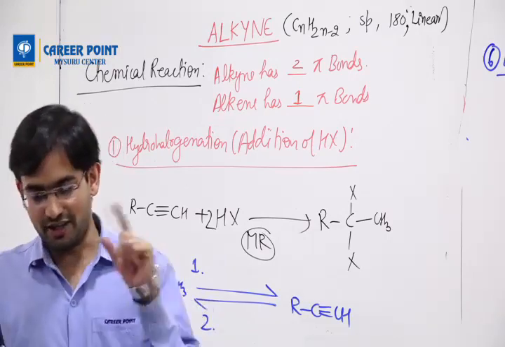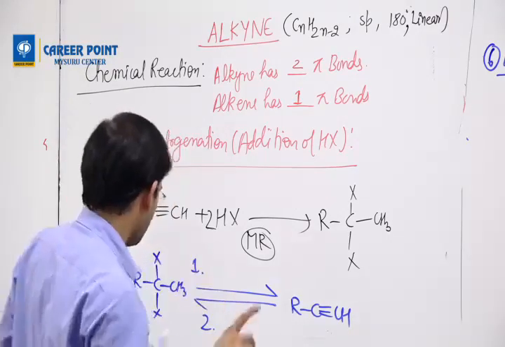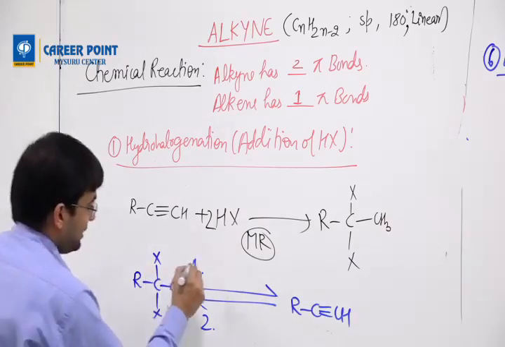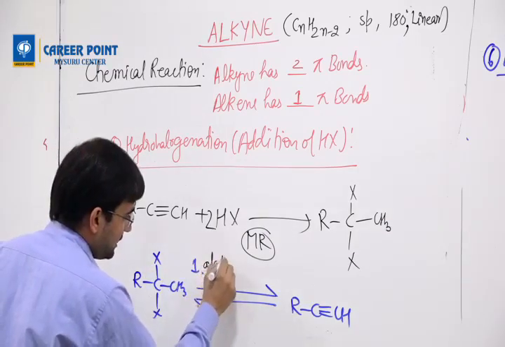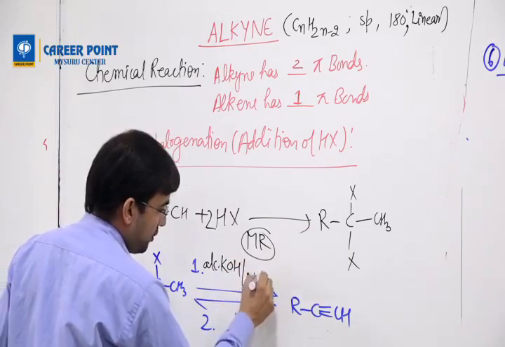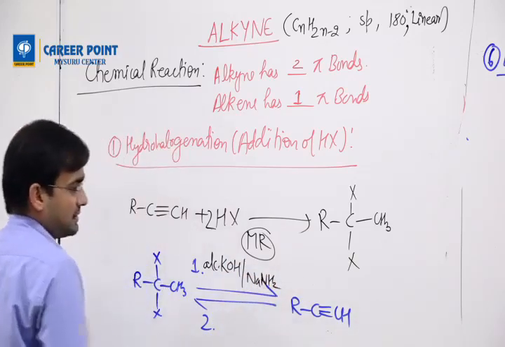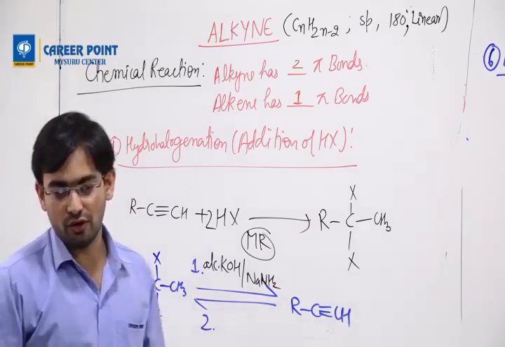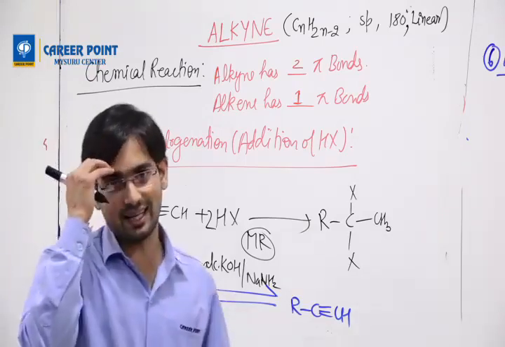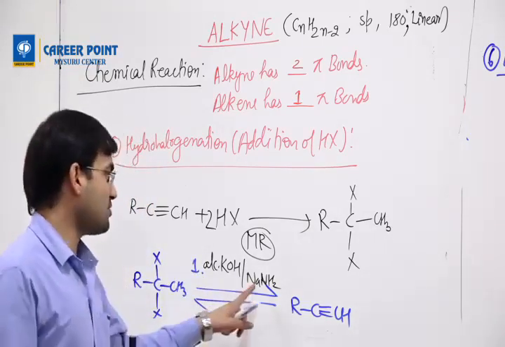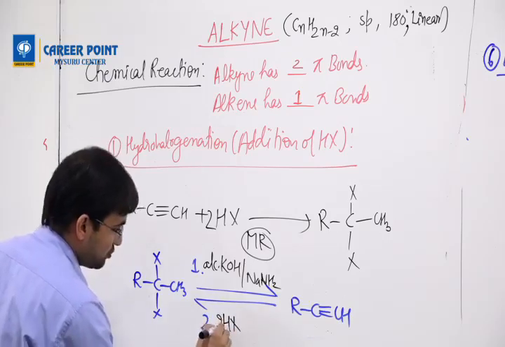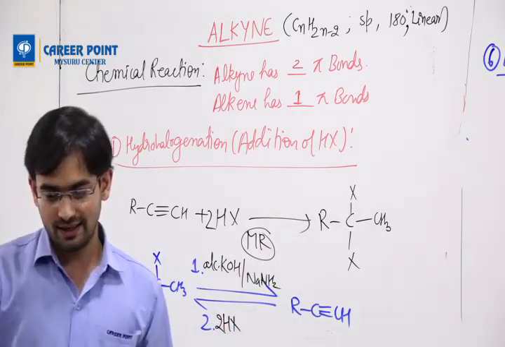Vineet, you missed one point. What is the point? The point here is we take alcoholic KOH followed by NaNH2. Simply alcoholic KOH is not sufficient because it will stop at alkene. You want to make it alkyne, so you need NaNH2. And this is the correct answer, that we need HX, 2 moles of it. Done.